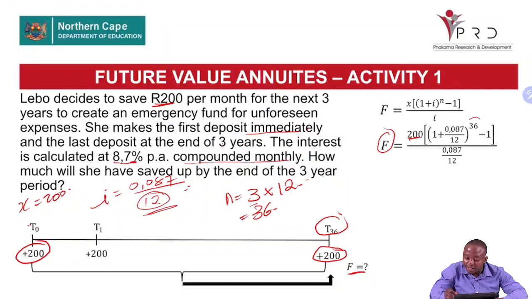The 36 there represents what? The number of payments that she has made. Minus 1, all over I, which is 0.087 over 12. We plug everything in our formula. Then our future value is 193.27.